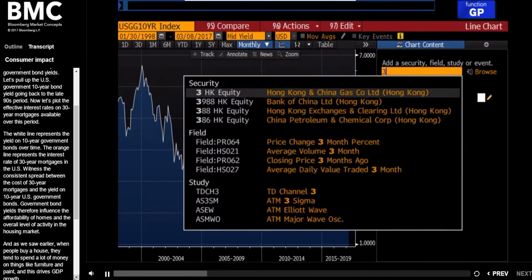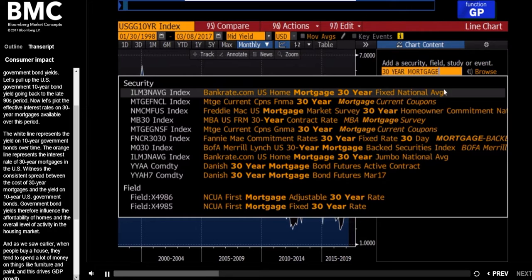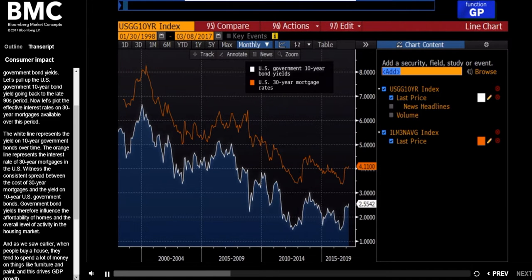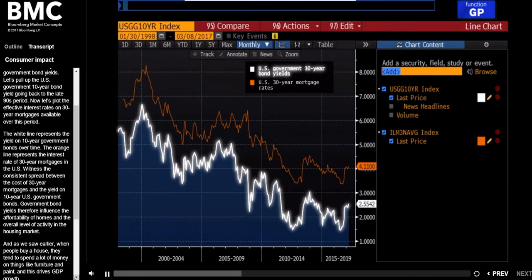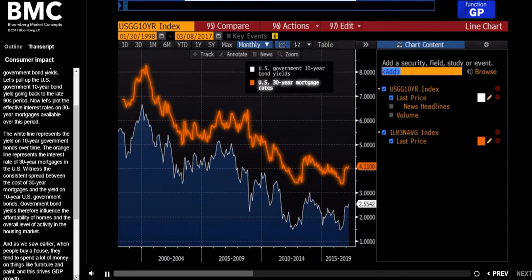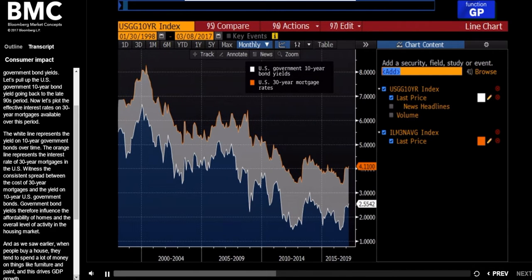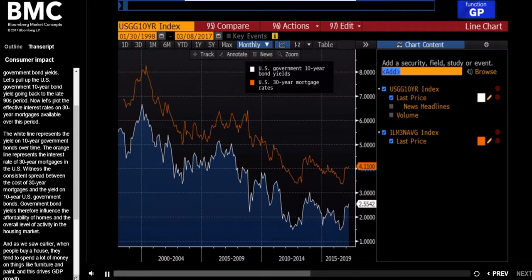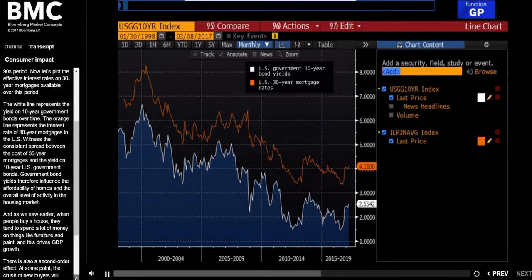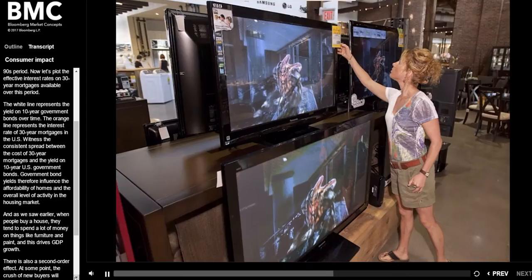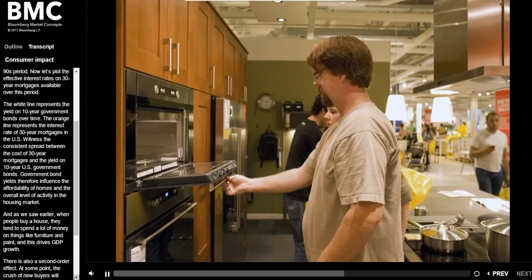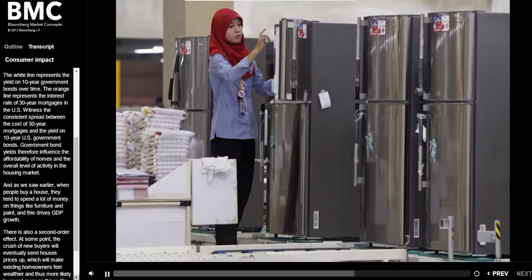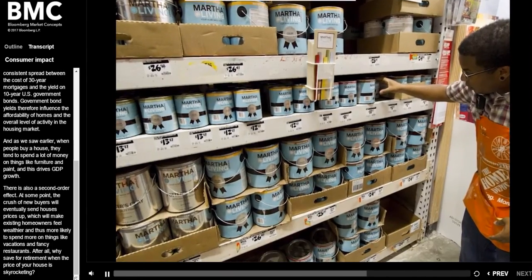Now, let's plot the effective interest rates on 30-year mortgages available over this period. The white line represents the yield on 10-year government bonds over time. The orange line represents the interest rate of 30-year mortgages in the U.S. Witness the consistent spread between the cost of 30-year mortgages and the yield on 10-year U.S. government bonds. Government bond yields therefore influence the affordability of homes and the overall level of activity in the housing market. And as we saw earlier, when people buy a house, they tend to spend a lot of money on things like furniture and paint, and this drives GDP growth.